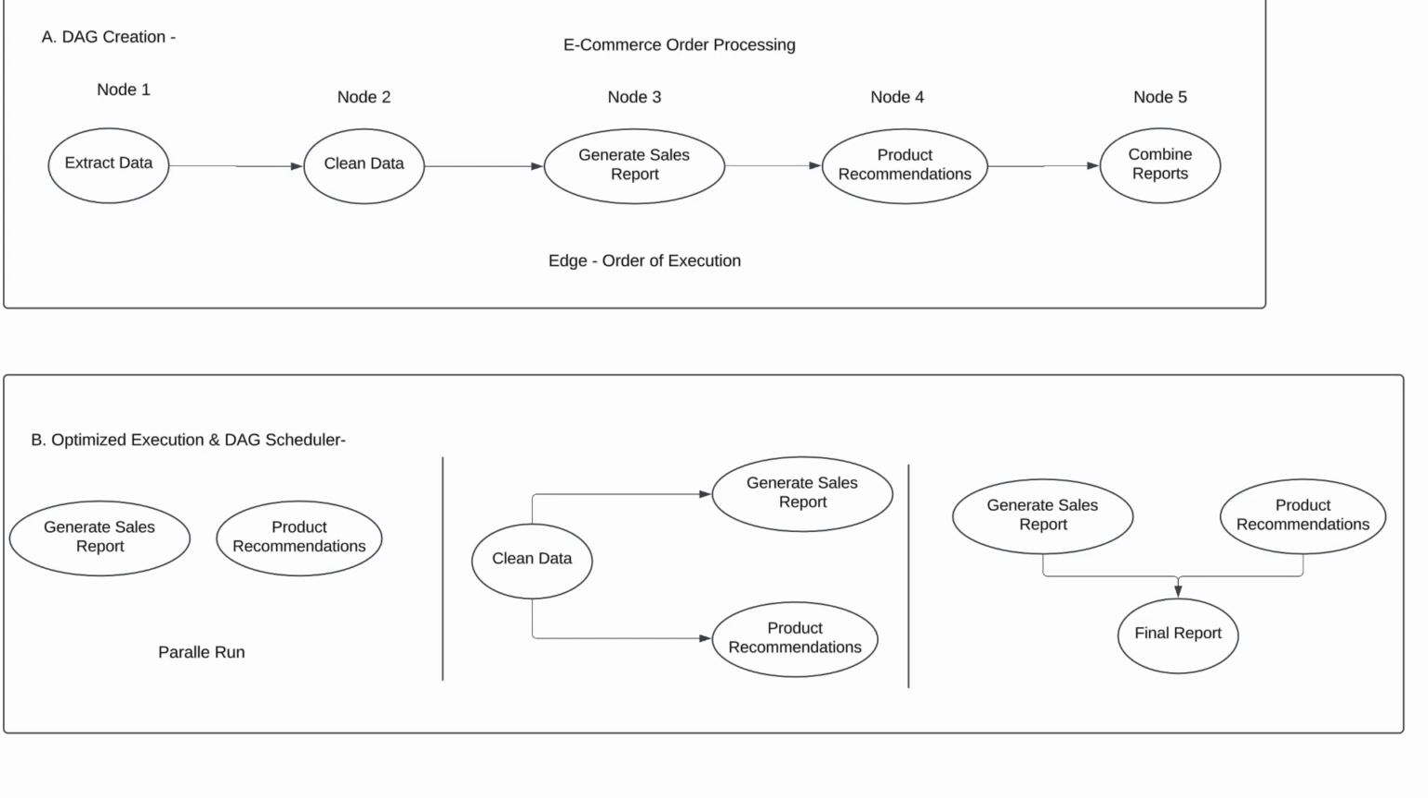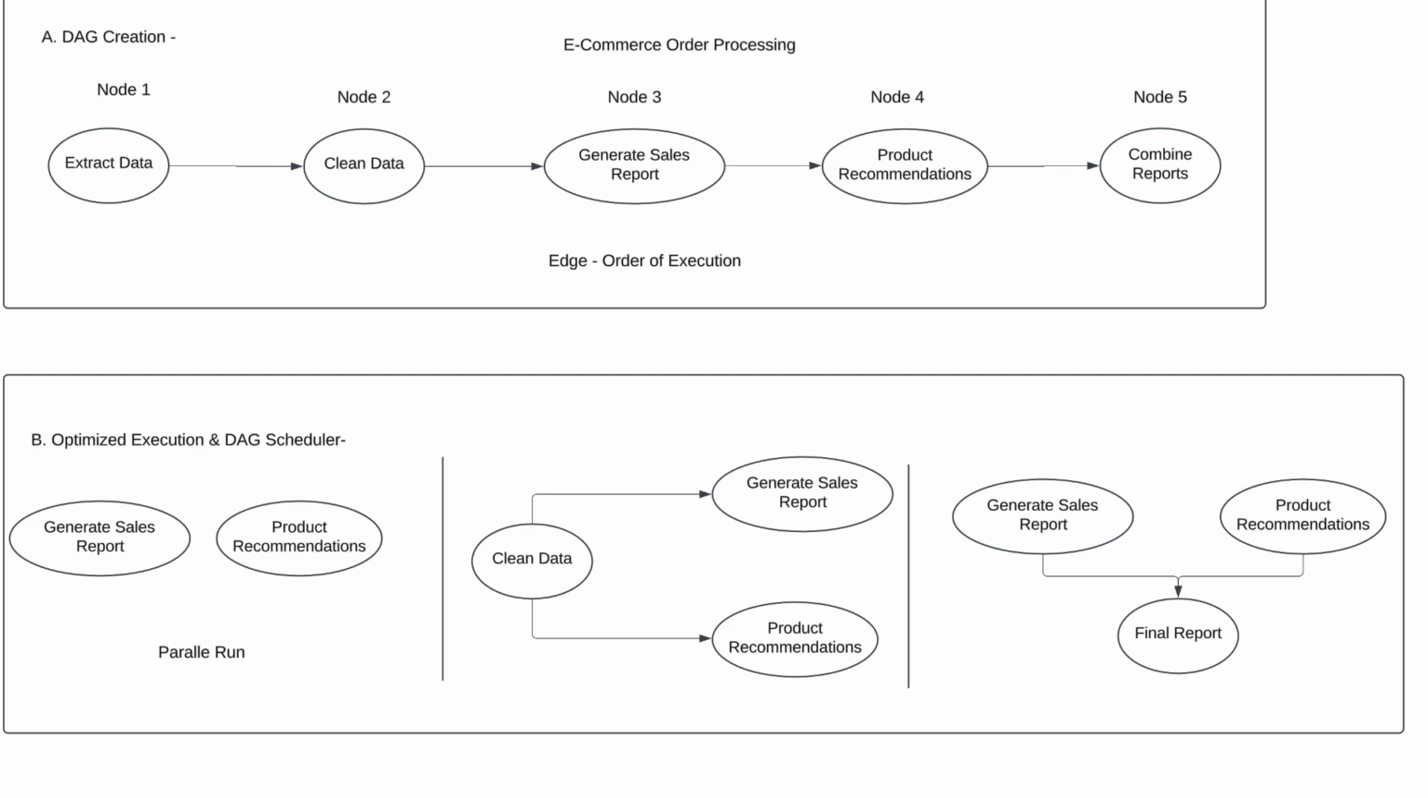On the other hand, generating the sales report and product recommendations are dependent on the clean data. So we need to wait for the data cleaning process to complete first for these two steps. Once both sales report generation and product recommendation are done, Spark can combine these two nodes to get the final report. So this parallel execution reduces the total time needed to complete the workflow by ensuring that resources are used very efficiently.